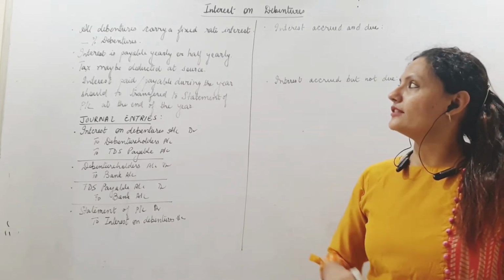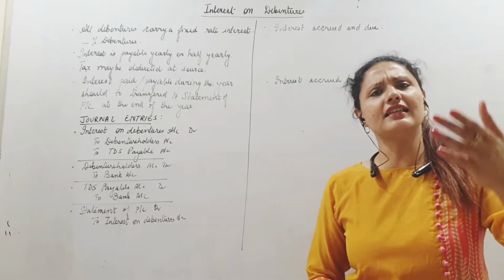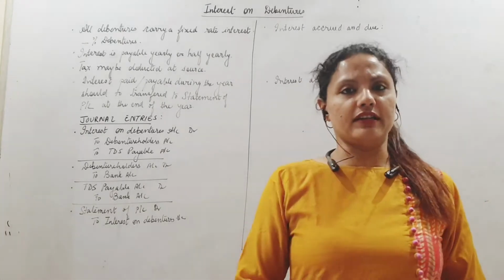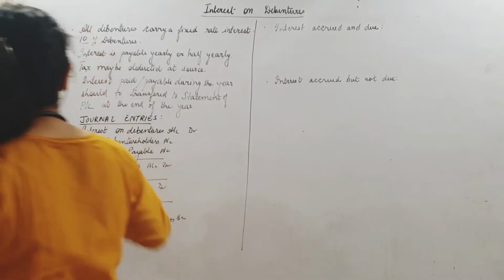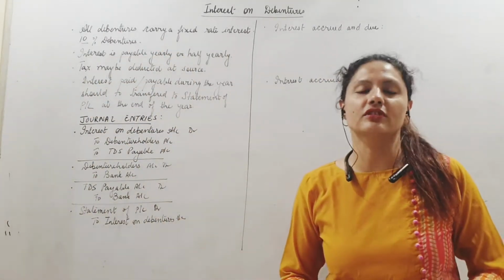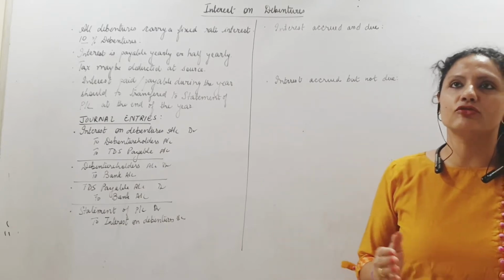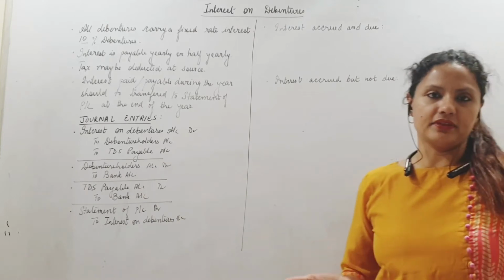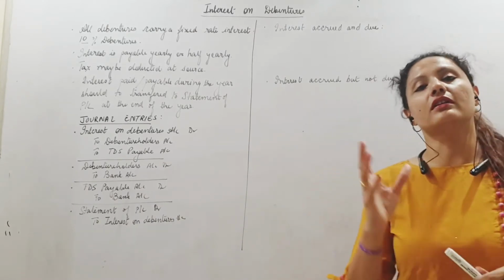So all debentures carry a fixed rate of interest, and we have already seen that we name the debentures as per the rate of interest they carry. If they are carrying 10% interest, we name them 10% debentures. You need not be told that these debentures carry 10% interest. It is quite evident from the name that 10% debentures mean they will earn the debenture holder an interest of 10%.